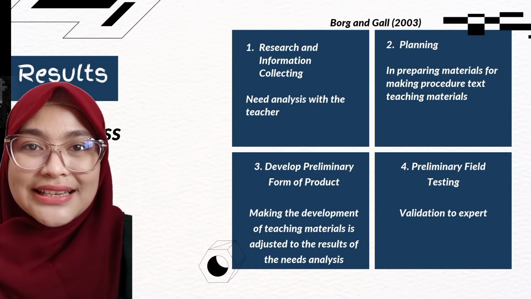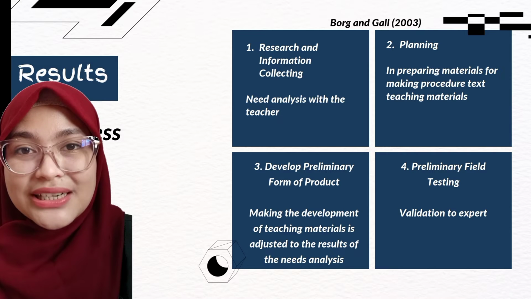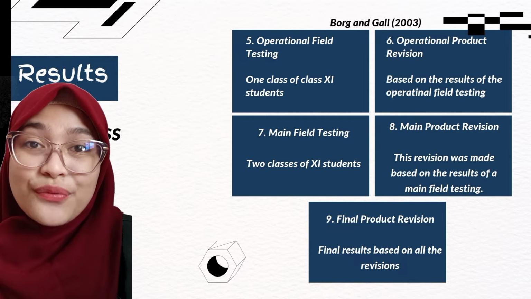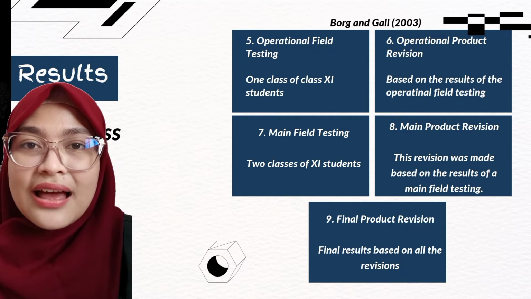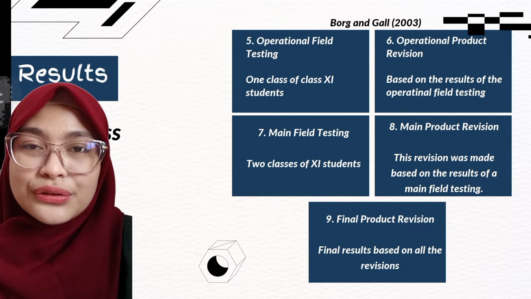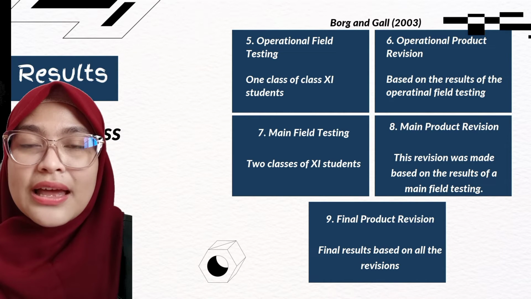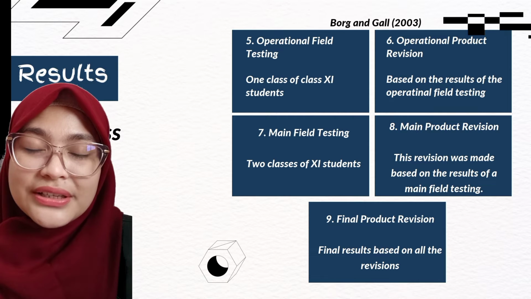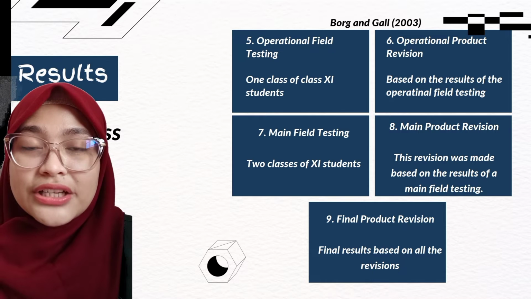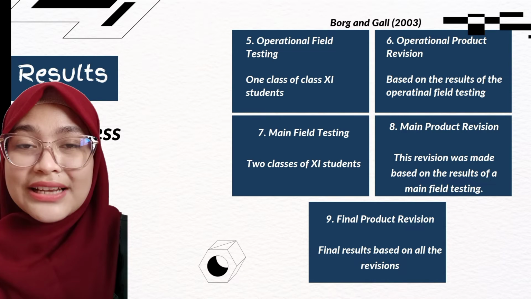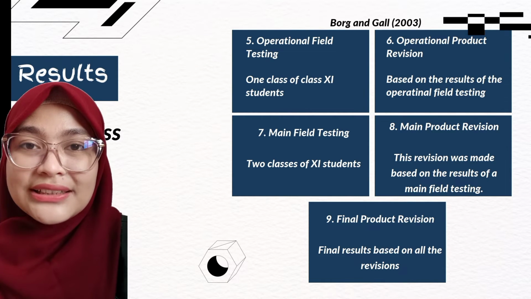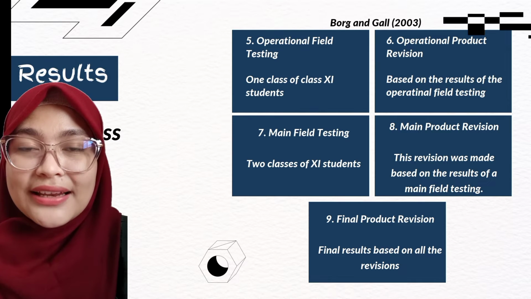4. Preliminary field testing: validation with the expert. 5. Operational field testing consists of one class with 32 students. After the operational field testing was complete, researchers distributed questionnaires to students and teachers. 6. Operational product revisions based on the operational field testing. The revisions are clarity of the instructions in the assignment, completeness of material, suitability of material with the learning model, writing, language, and ease of questions.